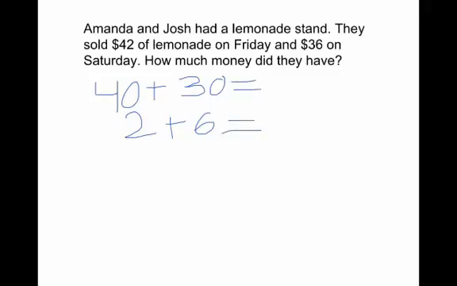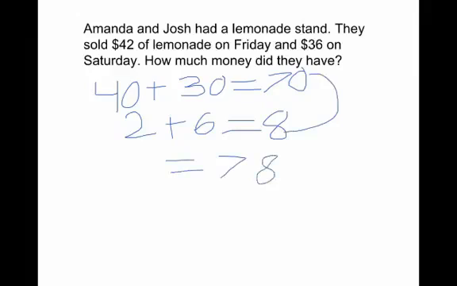And I like to start with the ones because it's easier for me if I ever have to regroup. 2 plus 6 equals 8. And 40 plus 30 equals 70. And if I put 70 and 8 together, it equals 78. And what I like to do is I put this at the bottom.